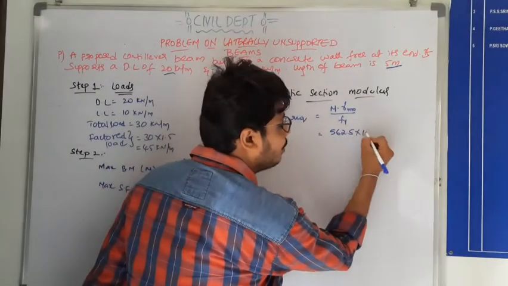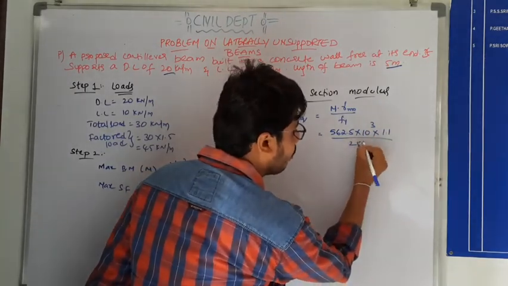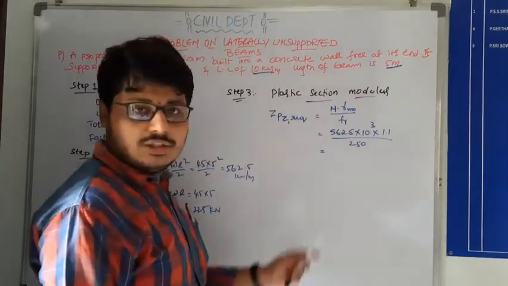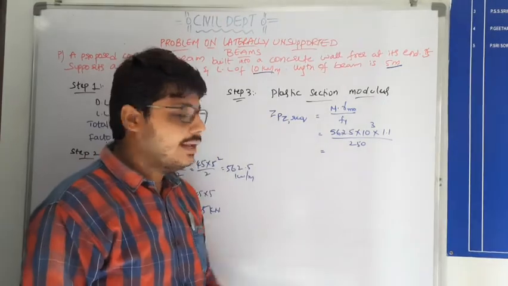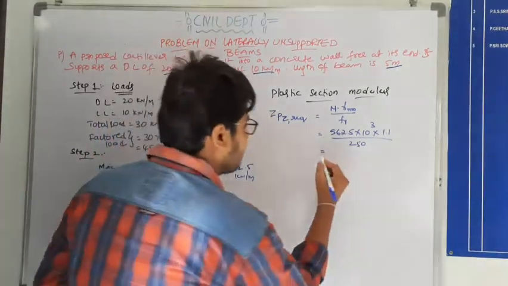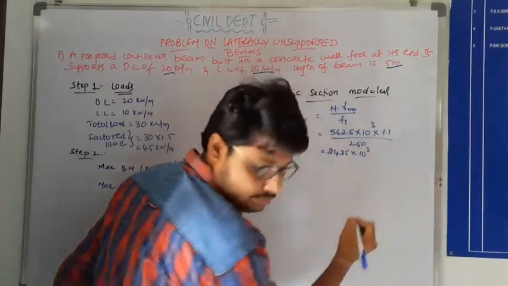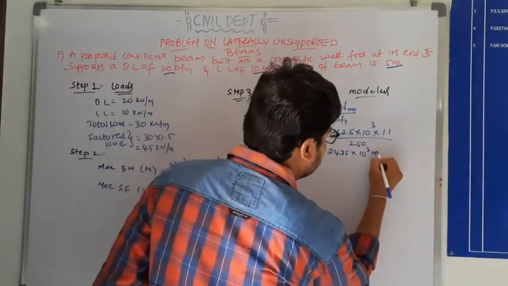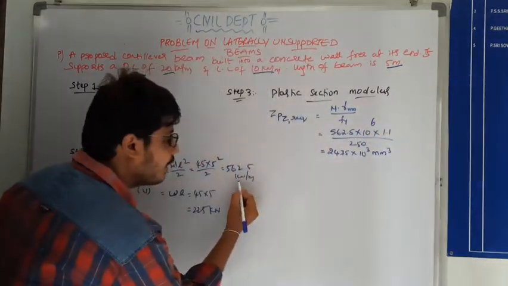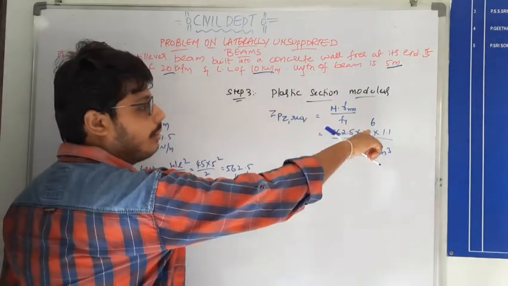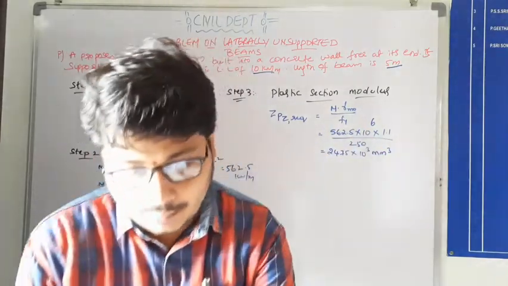562.5 into 10 cube, into gamma m naught 1.1, by 250. So 562.5 into 10 cube into 10 newtons into 1.1 by 250. So we will get the value as 2475 into 10 cube mm. Sorry, this is 10 power 6, because of kilonewton per meter converting to newton per mm. So we will get 2475 into 10 cube mm cube.